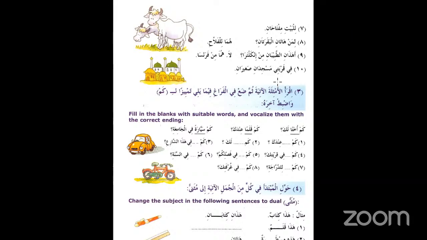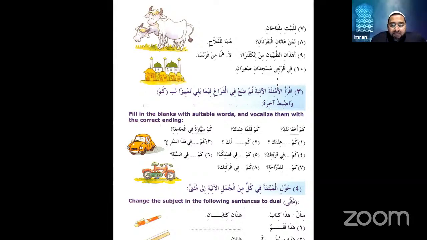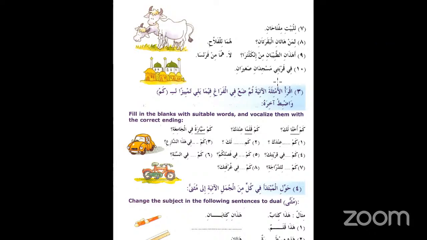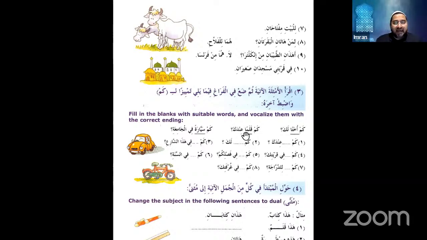Fi qariyati masjidani saghirani. In this area. No, Qaryati, in my village. Okay. In my village, there are two small mosques. Excellent. Excellent. Sister Bilqis, can you come on the mic?